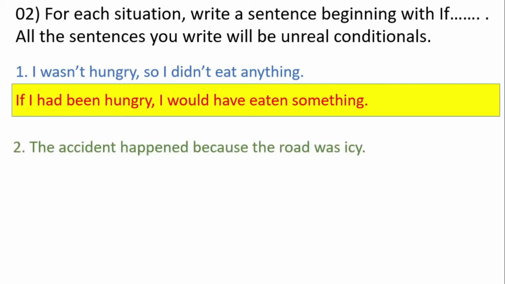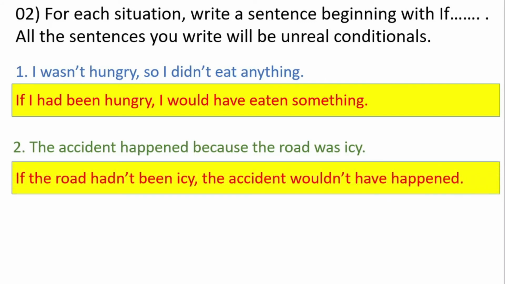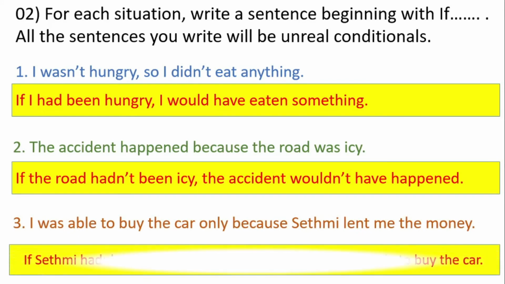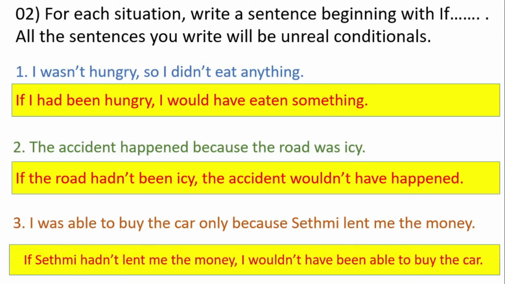Second situation. The accident happened because the road was icy. Now pause the video and write the answer. If the road hadn't been icy, the accident wouldn't have happened. Third situation. I was able to buy the car only because Sethmi lent me the money. If Sethmi hadn't lent me the money, I wouldn't have been able to buy the car.